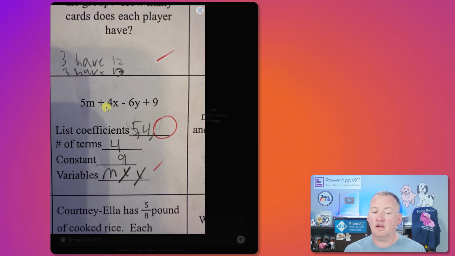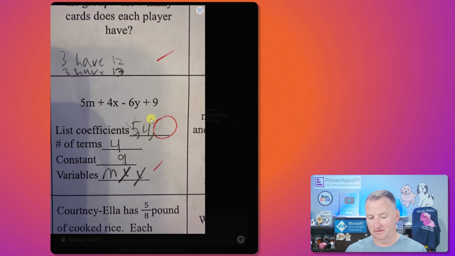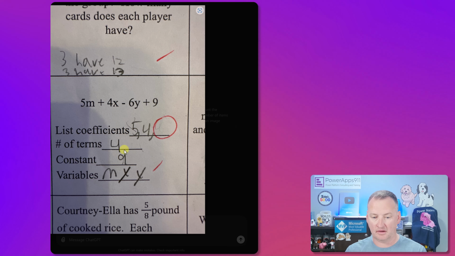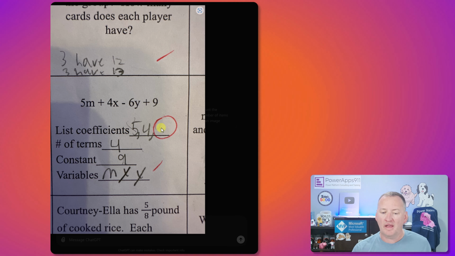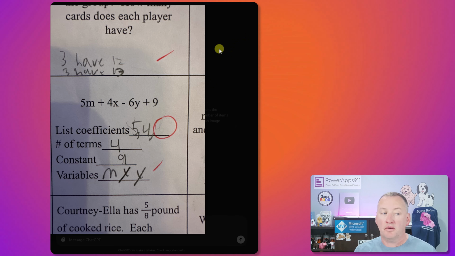So here you can see that he had to figure out the coefficients, and we can see that 6 is missing, right? Number of terms, 4, that looks right. Constant is 9, yep. Variables M, X, and Y. All right. So it was really just he missed the 6 here. But once again, maybe I didn't remember that at the time.